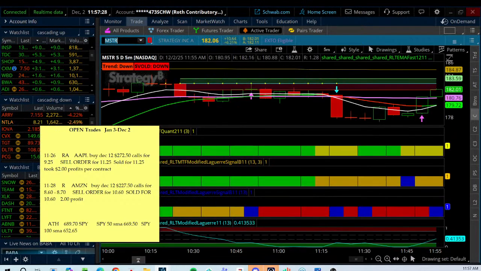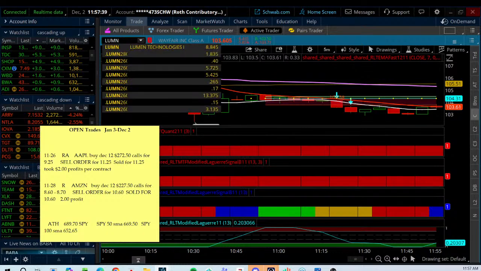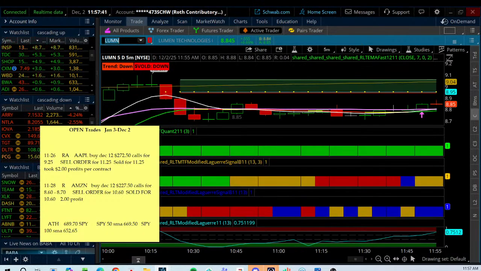MSTR pulled back, starting to bounce. Again, still in W short. I'm going to hold on to this for a bit. And I'm still in with Lumen, which is starting to bounce back up again. All right, we're going to look around and see if we have any questions. It's about 5 minutes to 12.